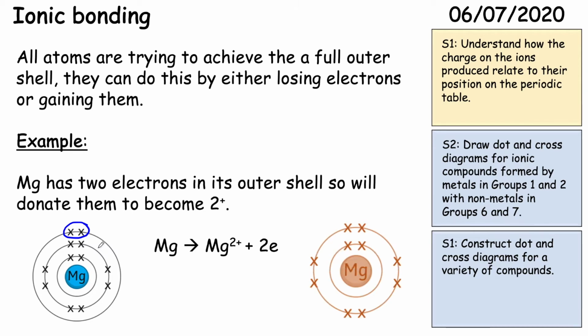It gives away its electrons to become Mg2+, because it's lost 2 electrons, and then it has a full outer shell. So now it's stable, or it's happy at least. So what magnesium needs to do is react with something that needs 2 electrons, or 2 things that need 1 electron. And that way it's got somebody or something to give those electrons to.